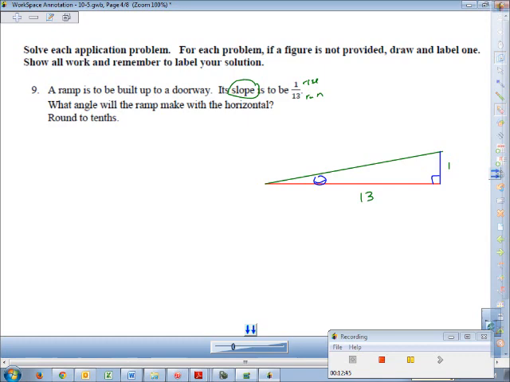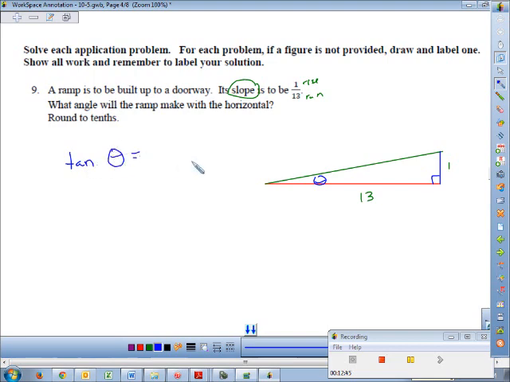So since we're dealing with right triangles and we have angles involved, it's our buddy SOHCAHTOA. Which trig function are we using? Tell me what it's called. Tangent of what? Tangent of theta equals 1/13, right? Opposite over adjacent. And then the tangent inverse of 1/13 equals theta.